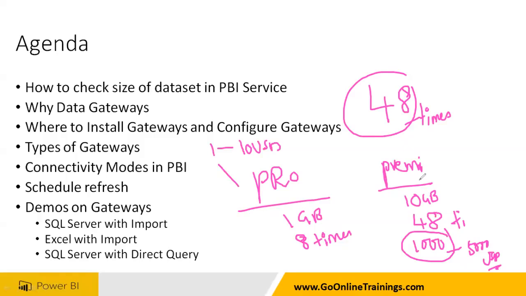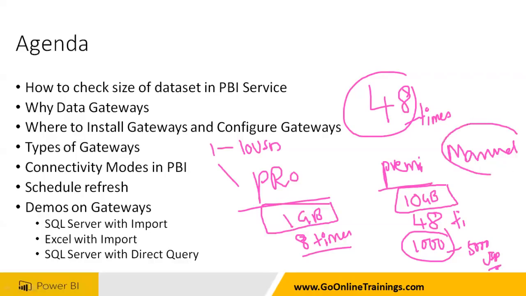When you have a large number of people in your company, you have to go for premium, maximum 10 GB of data you can store. But if you go for pro, only 1 GB of data you can have, and 8 times per day you can refresh. In premium, you will be able to refresh 48 times. Manually, you can refresh many number of times. Schedule refresh means only 48 times here, only 8 times here. Manually, no limit at all.